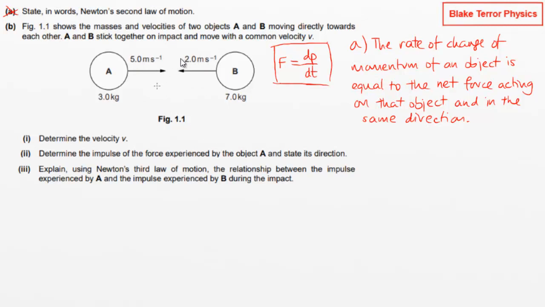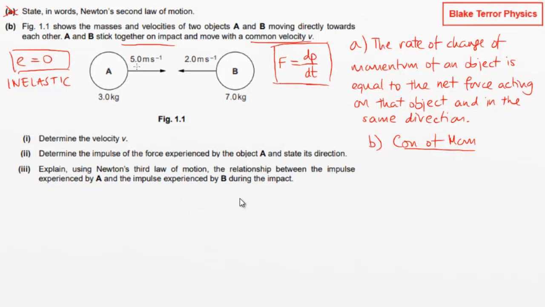For part B, they're getting us to do some calculations now. They've given us the masses and the velocities. Two objects A and B are moving directly towards each other. They stick together on impact. So we know we've got e of 0, not that that's going to come up in this question, but we also know that means it's inelastic. So we can't go to conservation of energy here because the kinetic energy is not conserved through the collision. After the impact, we move with common velocity V. So we can't use conservation of energy, but we can use conservation of momentum. So we'll go with that.